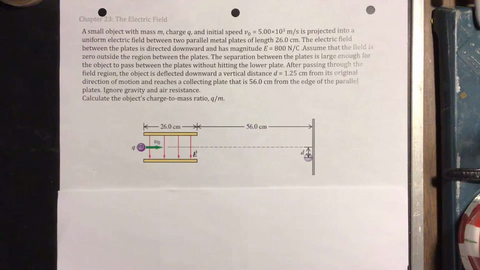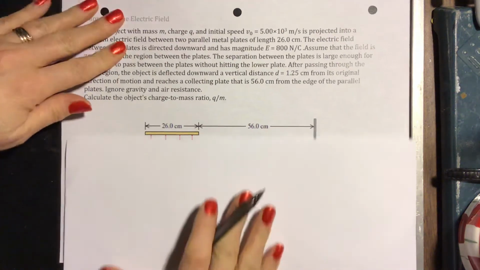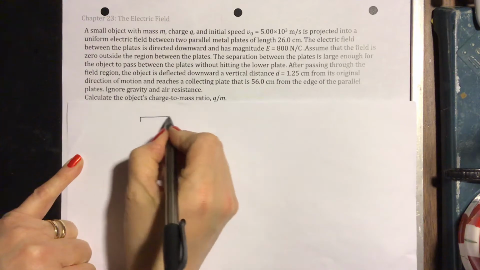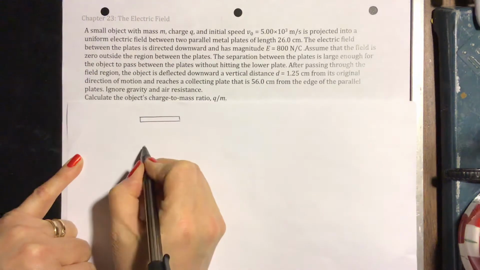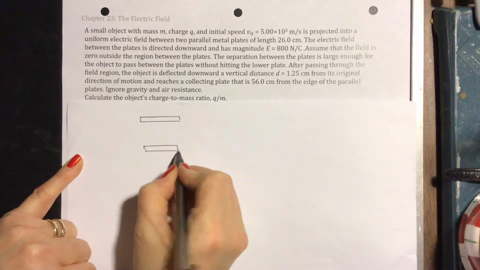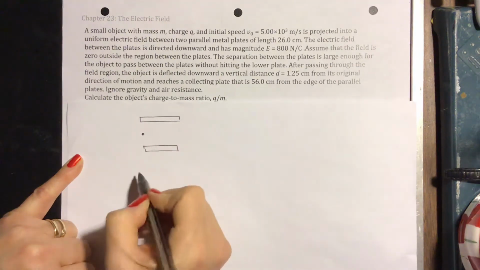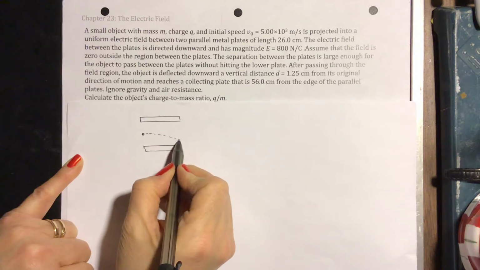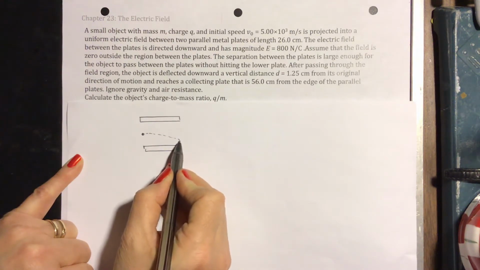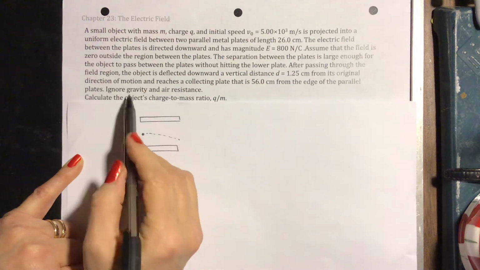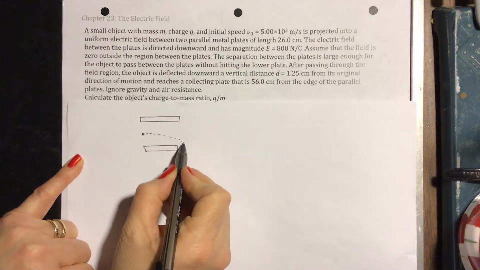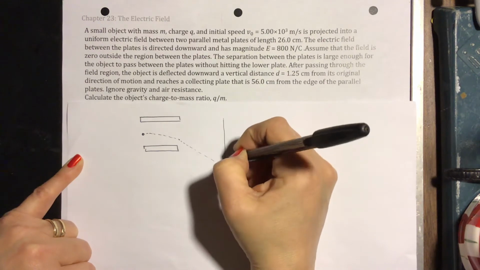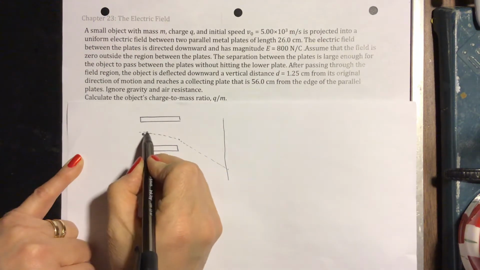So let's think about what happens in this problem. I'll just add another sketch here. So we have our two plates right here, plate 1 and plate 2. Our charge comes in right here, and while it's in this field it experiences a downward force, so it will deflect downwards a certain amount. It comes out of this field, and since we're going to ignore gravity, it's going to start to travel straight until it gets over here and it hits this wall. So that's what happens. Let's fill in the things that we know.